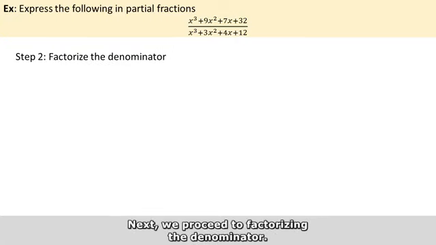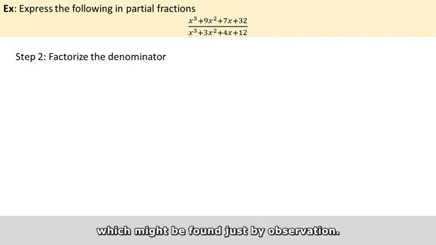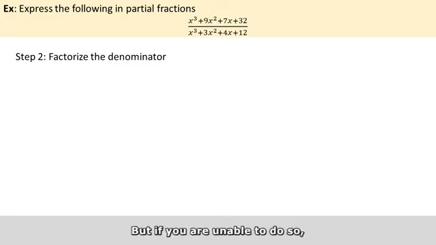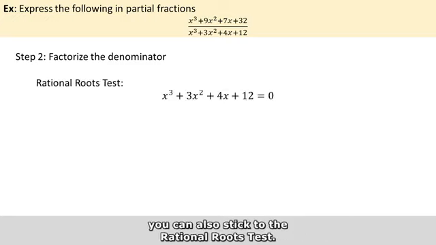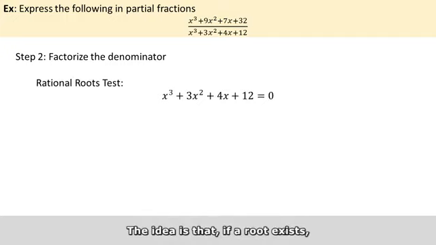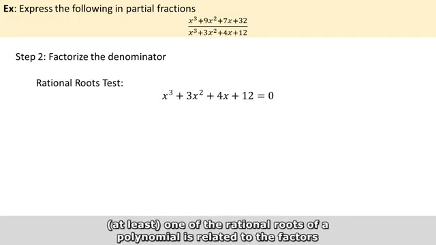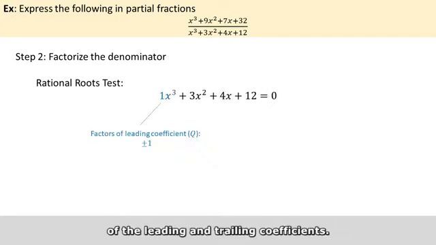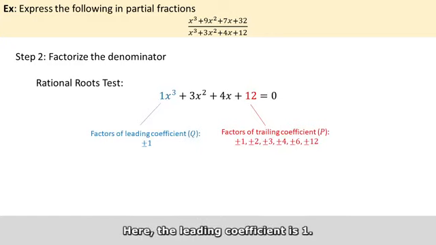Next, we proceed to factorize the denominator. Problems like this usually have a simple root, which might be found just by observation, but if you are unable to do so, you can also stick to the rational roots test. The idea is that if a root exists, one of the rational roots of a polynomial is related to the factors of the leading and trailing coefficients. Here the leading coefficient is 1. Its factors are plus and minus 1.